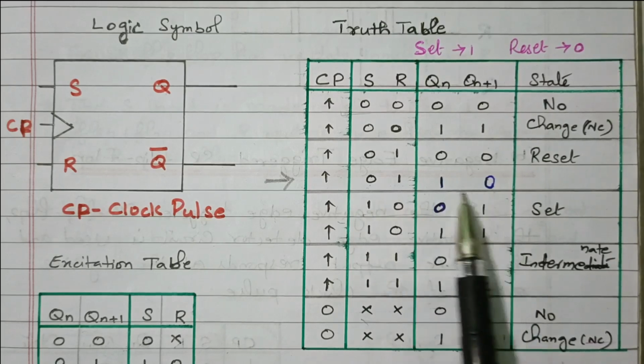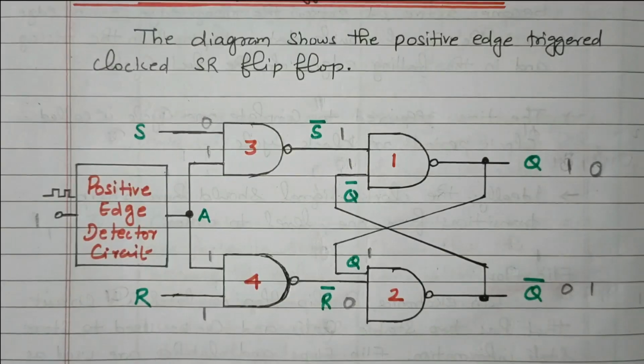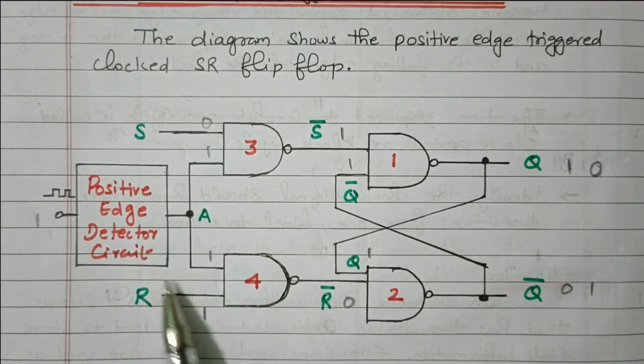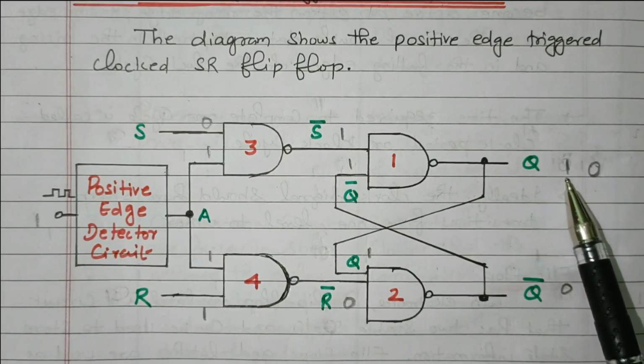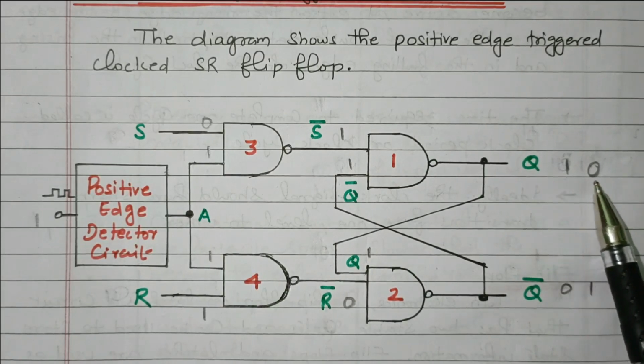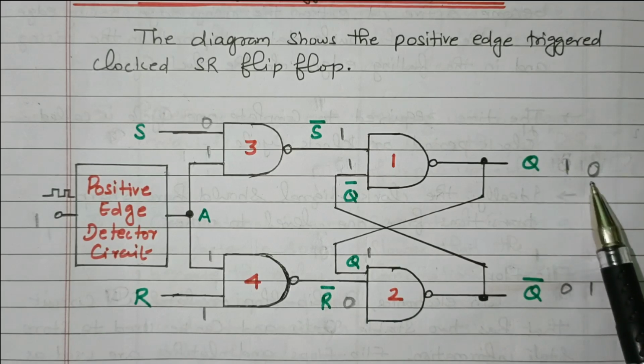Now we'll verify this output with the logic diagram. See, S is 0, R is 1. And another input is the positive clock pulse. Whenever the clock pulse is applied, then only it will work, right? So S is 0, R is 1, clock pulse is 1. Then the present state, what we discussed, 1, should change to 0, right? 1 to 0. We'll verify whether this 1 is changed to 0.